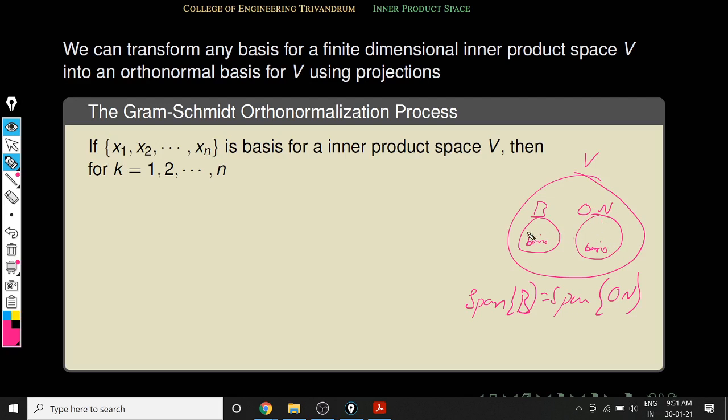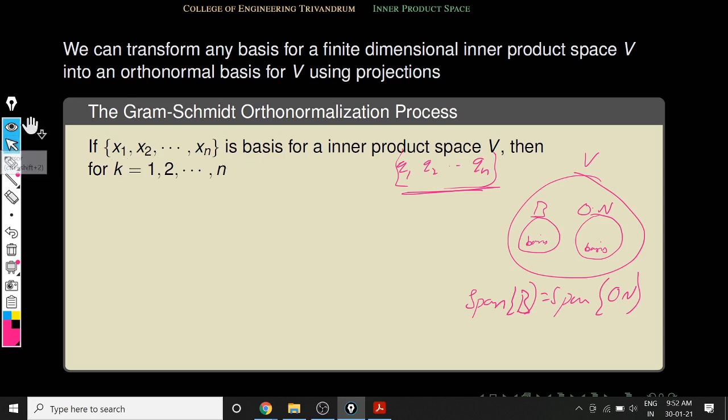We denote the new orthonormal set as Q1, Q2, up to Qn. So how to construct these Qi's? We iteratively construct them. First of all, we construct Q1. Then using Q1, we create Q2. Then using Q1 and Q2, we can create Q3, like that. We iteratively construct each Qi from the Xi's. So this is an algorithm.